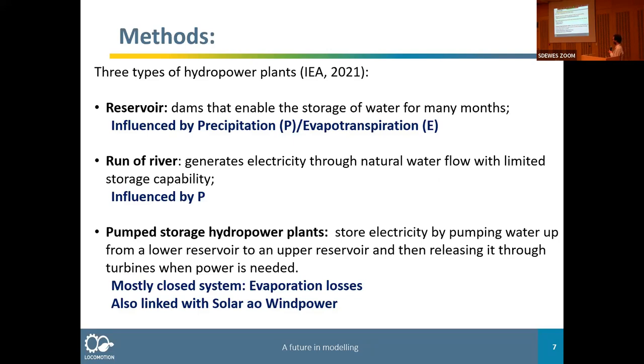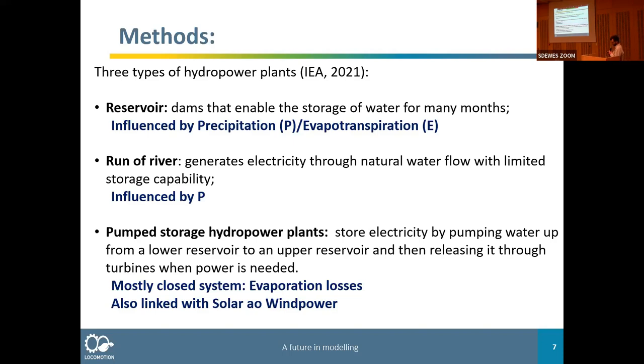Then we have the run-of-river type, which are usually smaller dams that generate electricity through natural water flow, again with limited storage capability. And then we have pumped storage hydropower plants, which store electricity by pumping water up from a lower reservoir to an upper reservoir, usually using wind power or solar energy, and then releasing it through turbines when power is needed. So they are a mostly closed system, and they have mainly evaporation losses.